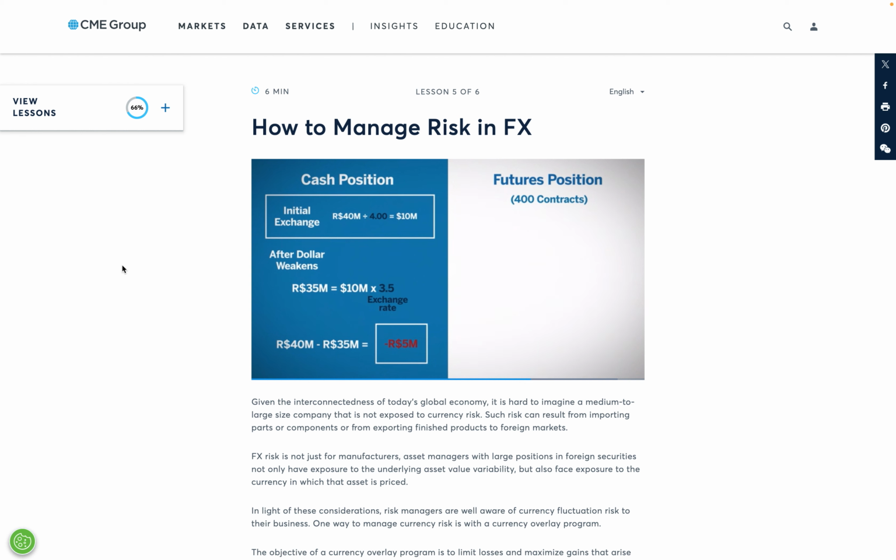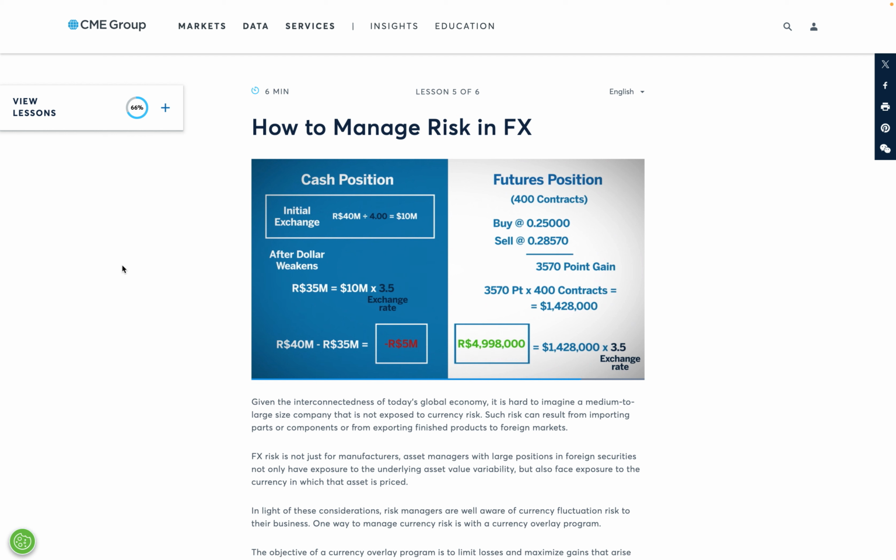With the spot rate dropping to 3.5, the futures would now be priced at 0.28570, which is the price nearest the inverse of the exchange rate, or 1 over 3.5. The purchase price of the contract was 0.2500, so the difference in price is 3,570 points higher. If we multiply this increase by the 400 contracts, we get a 1,428,000 profit from the hedge in US dollar terms. Converting this amount back into Brazilian reais at the 3.5 exchange rate results in a gain of 4,998,000 Brazilian reais from the hedge.